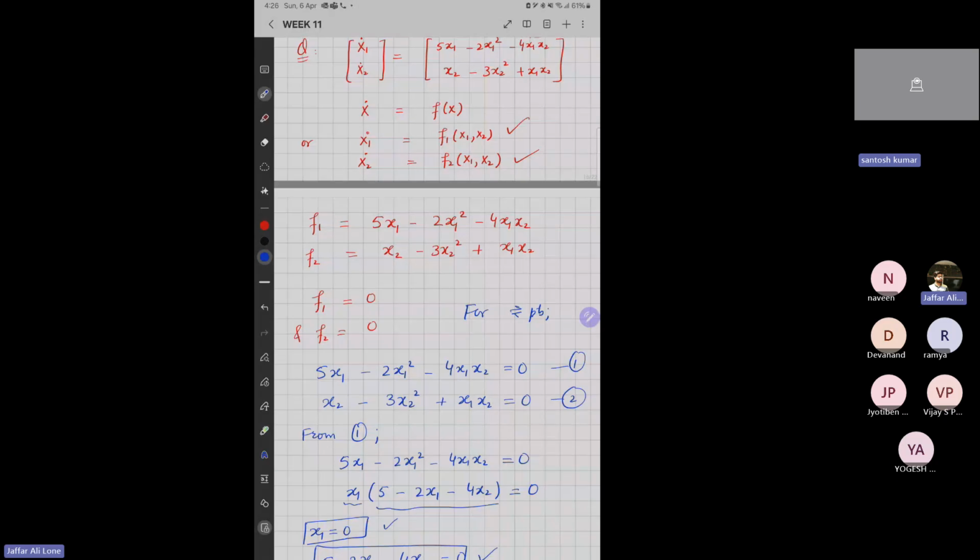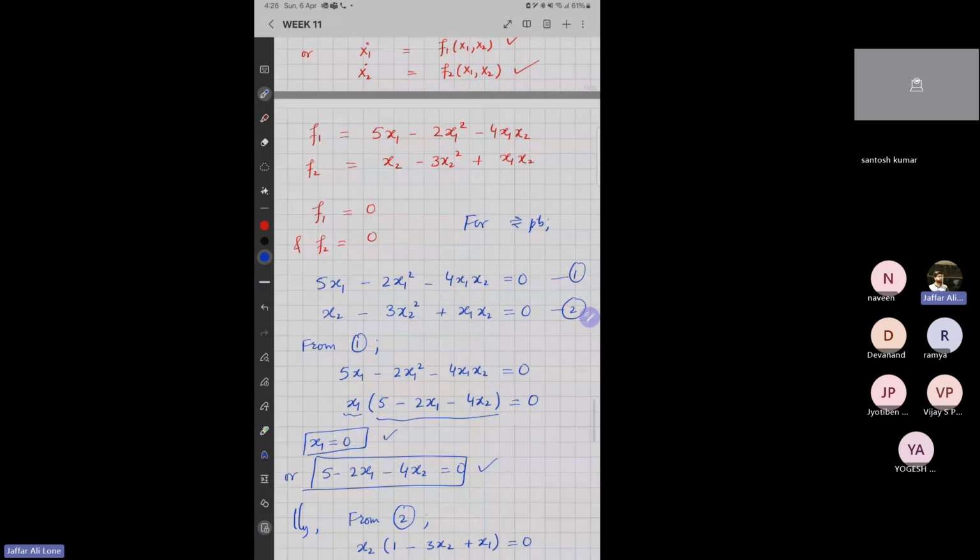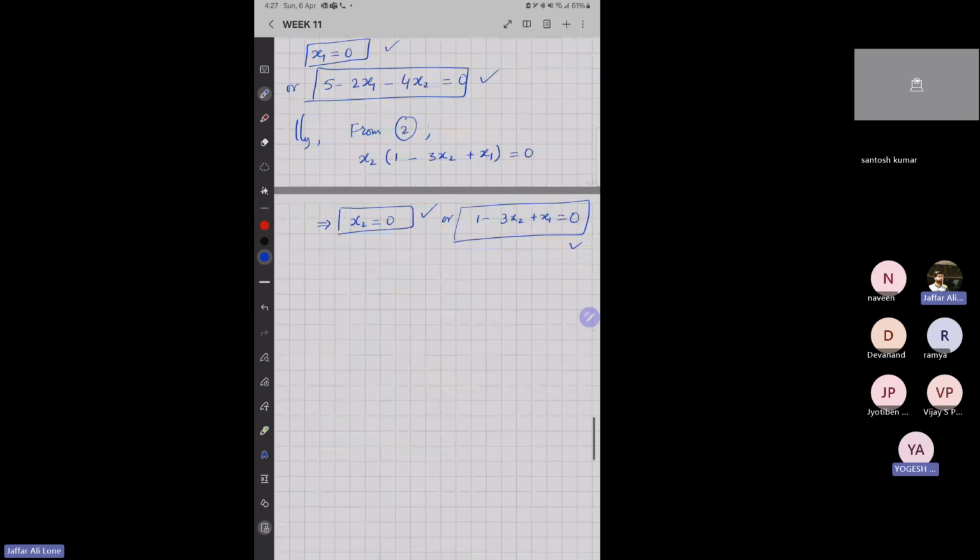Clearly you can see, if you put x1 and x2 both equal to 0, you will get f1 as 0 and f2 as 0. So equilibrium points are those points where the value of my function becomes 0, right? Those values of x1 and x2 where the value of the function becomes 0. So clearly x1 equal to 0 and x2 equal to 0 is one of the equilibrium points, but it is not the only one. There are other equilibrium points as well, because it's a trivial solution.